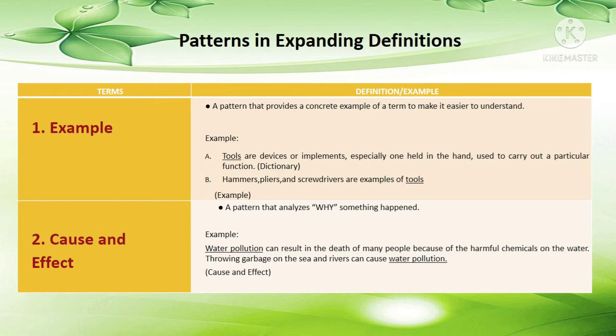Number 2, cause and effect. Example, water pollution can result in the death of many people because of the harmful chemicals in the water. Throwing garbage in the sea and rivers can cause water pollution.